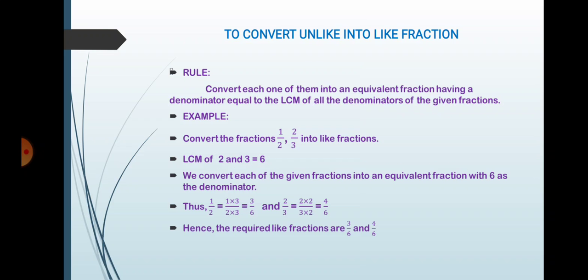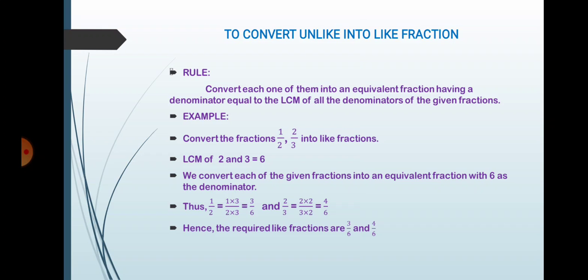Already in our previous video we have learned how to convert an unlike fraction into a like fraction, but we will have a quick recall of it. Let us take unlike fractions like 1 by 2 and 2 by 3. The first step is to find the LCM of the denominators. What are the numbers we have in the denominators? 2 and 3. So the LCM of 2 and 3 is 6. So we convert each of the given fractions into an equivalent fraction with 6 as the denominator.